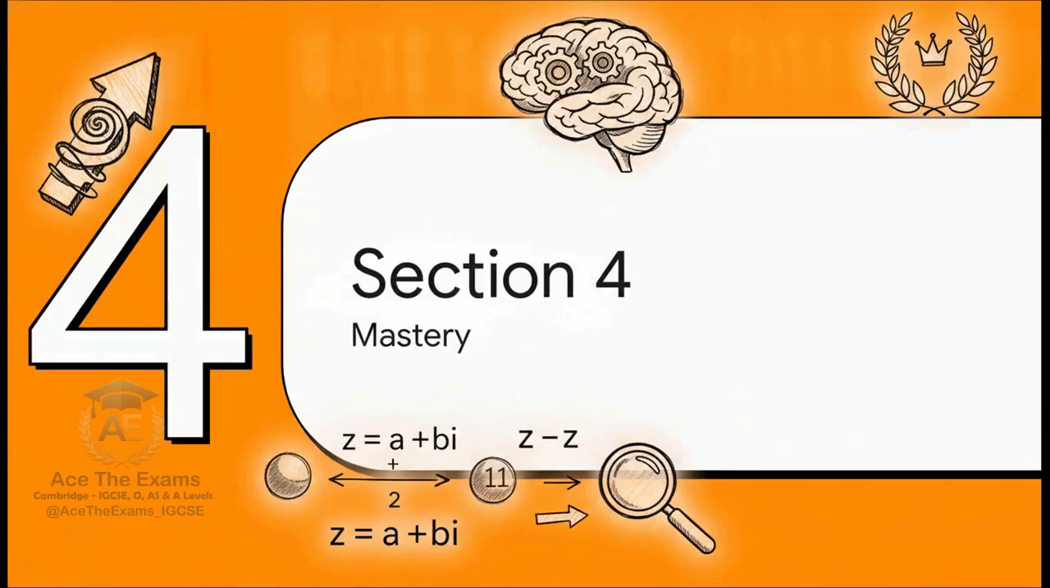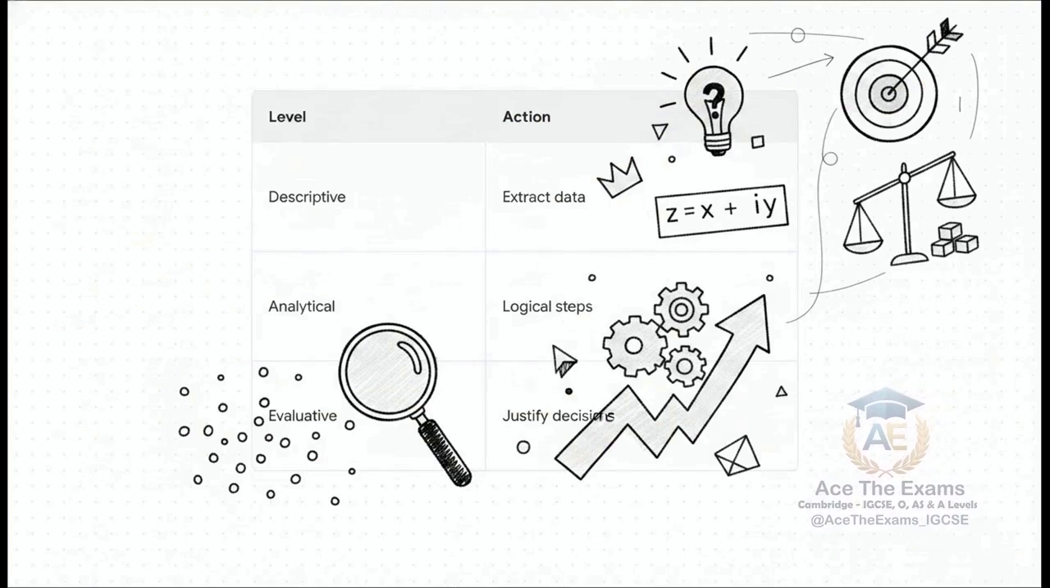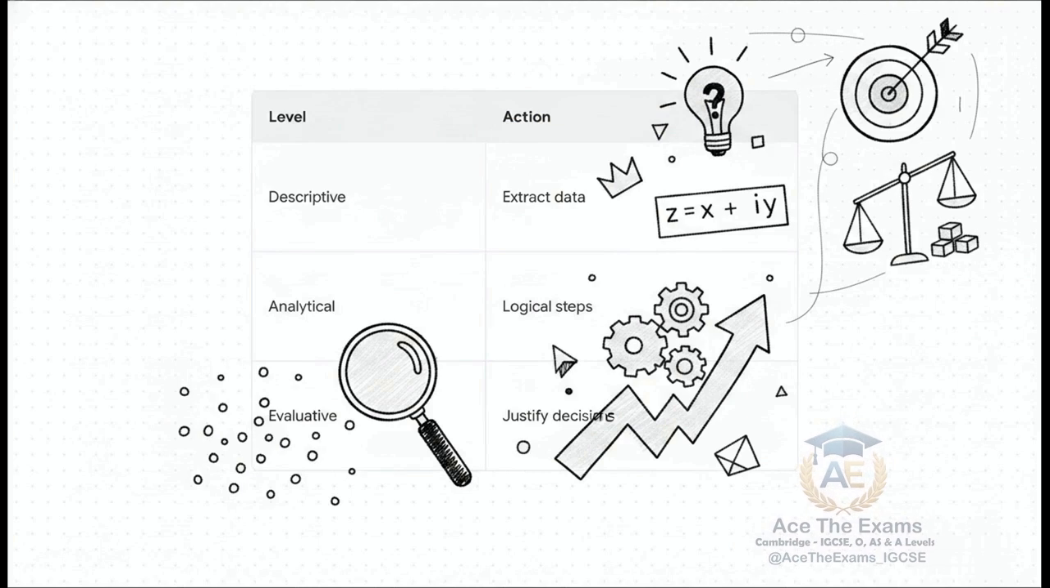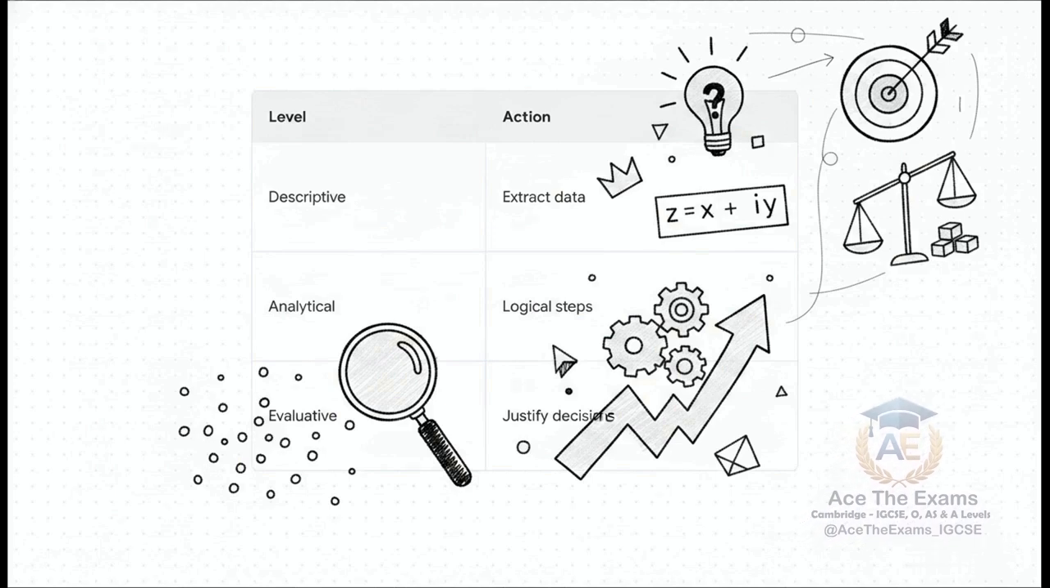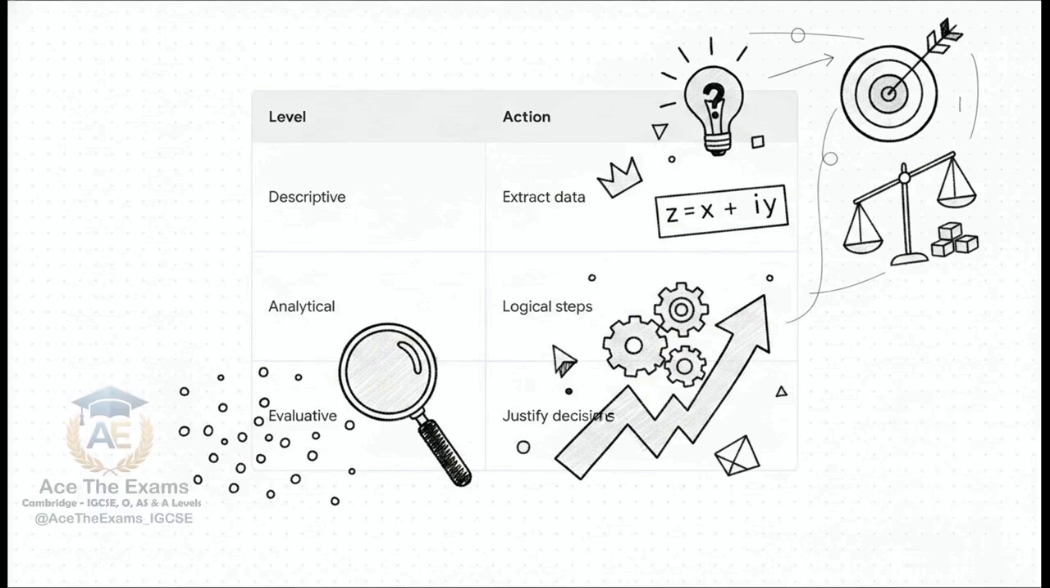And finally, section 4, mastery. We are now transitioning to the absolute highest level of assessment. These exams are built on a framework of increasing difficulty, and it's what separates the good students from the truly exceptional ones. At the very bottom, we have the descriptive level. That's simply extracting data. The middle tier is analytical, breaking those complex number problems into logical, algebraic steps. But the top tier, the evaluative level, requires you to actively question assumptions and justify your mathematical decisions with rigorous evidence. That is your ultimate goal for top marks.